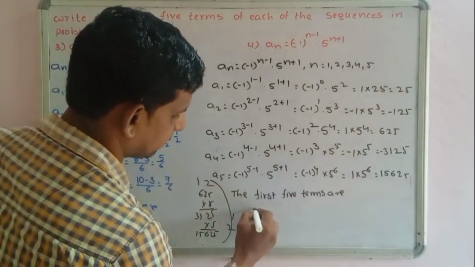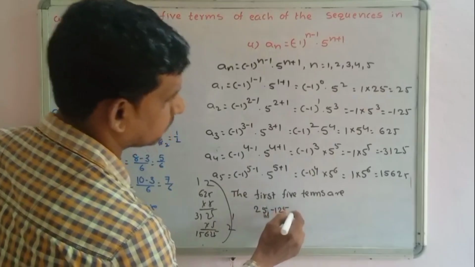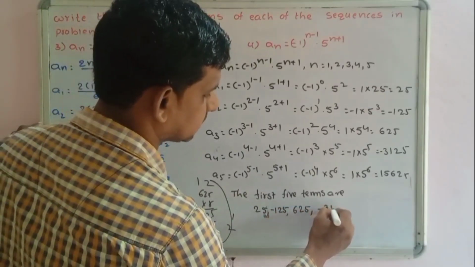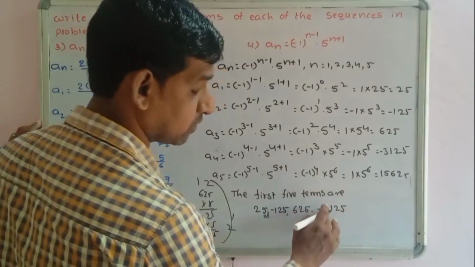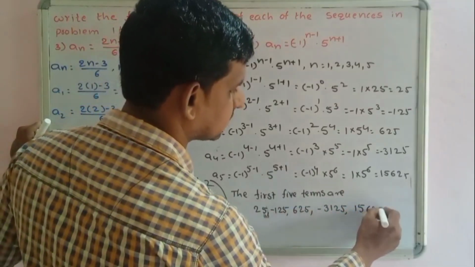Therefore, the first 5 terms are: first one is 25, second one is minus 125, third one is 625, fourth one is minus 3,125, last one is 15,625.